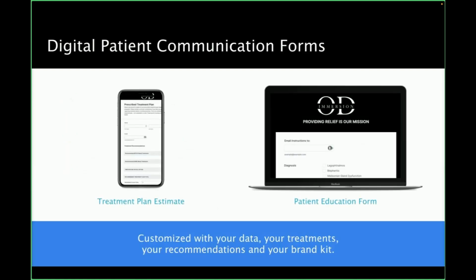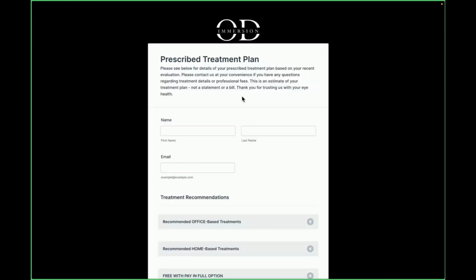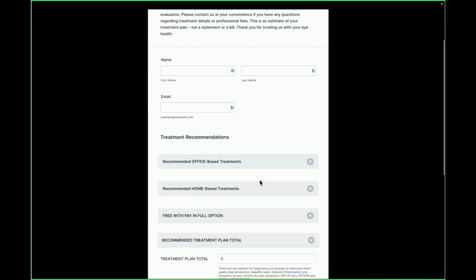So if we look at some communication forms, now everybody who is part of OD Immersion, we customize these forms to their practice. It's their logo, it's their colors, it's their branding, their brand kit. But let's look at one of these. So this is called our treatment plan estimate. And basically, this is a simple way for you to customize a treatment package around a patient's needs. It's a very simple form.